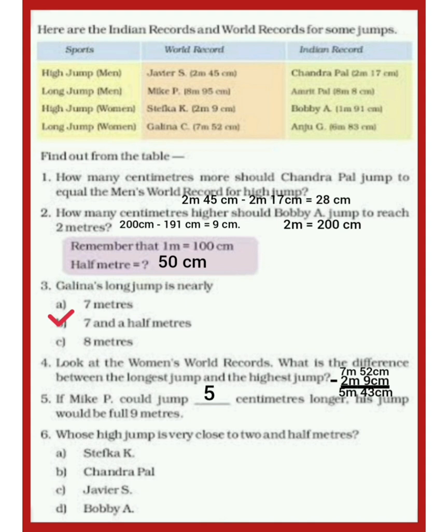Got it? The sixth question is, whose high jump is very close to 2.5 meters? Option A, Stefka K. Option B, Chandrapal. Option C, Javier S. Option D, Bobby A. Then, which is the closest to 2.5 meters? Look at the above table. The answer is C, Javier S.